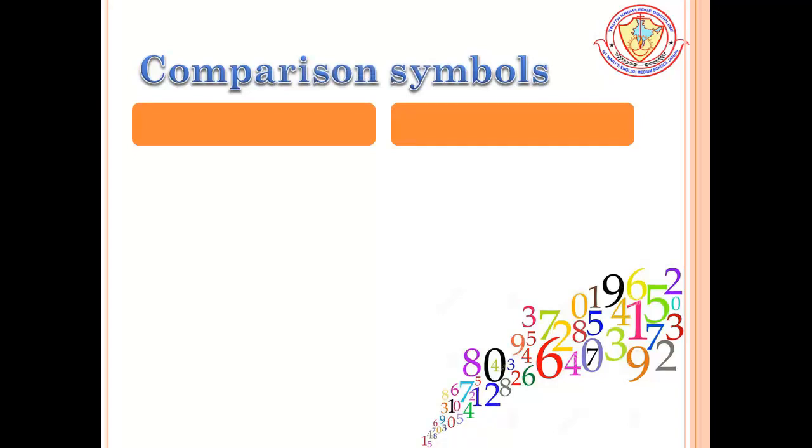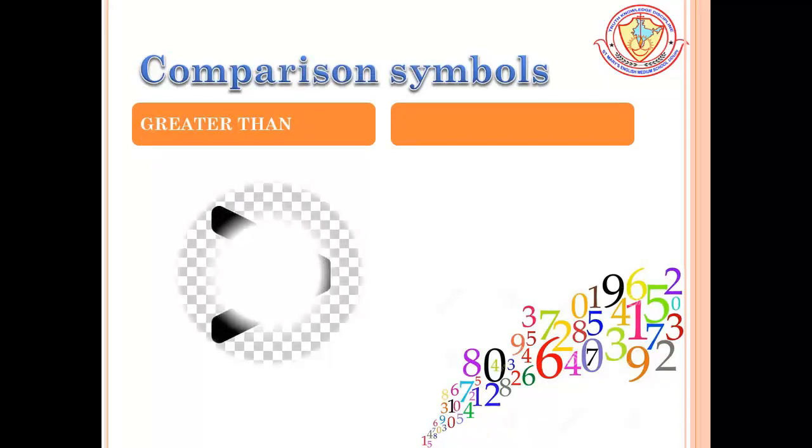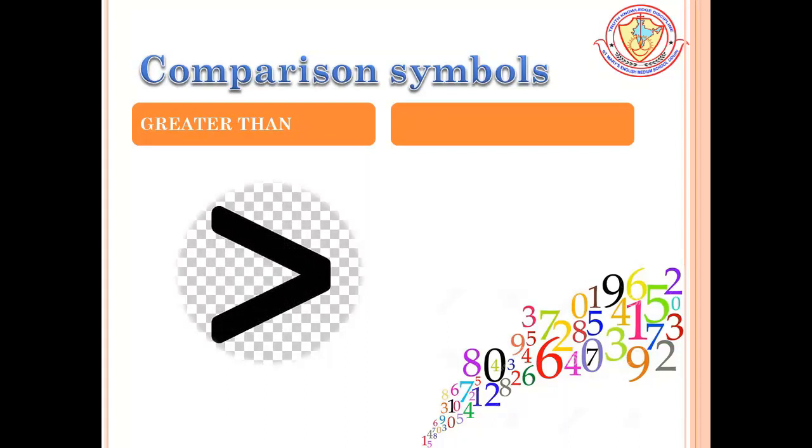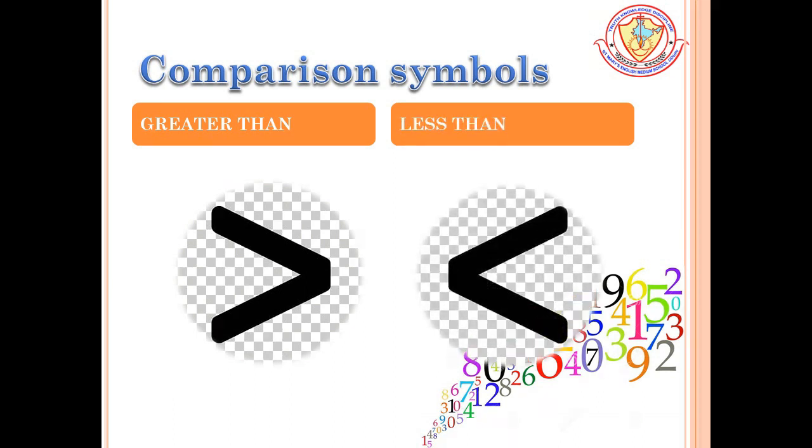Now we will see the symbols used in comparison. First one, greater than symbol, where you have to write the biggest number at the beginning, then the symbol and then the smallest number. One more, less than symbol, where you are going to write the smallest number at the beginning, then the symbol and then the greatest number.